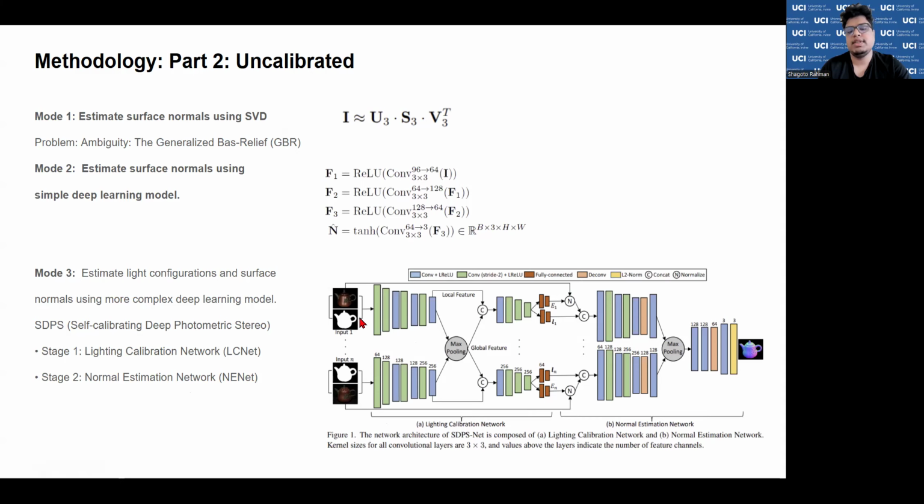So in this figure we can see that the images are sent to different convolutional networks to extract the local features. Then from the different images the features are pooled together to get the global features. Then they are concatenated and sent to different layers to generate the light intensities and the direction. Then these light intensities and directions are combined with the image and again passed through different convolutional layers to generate the final normals.